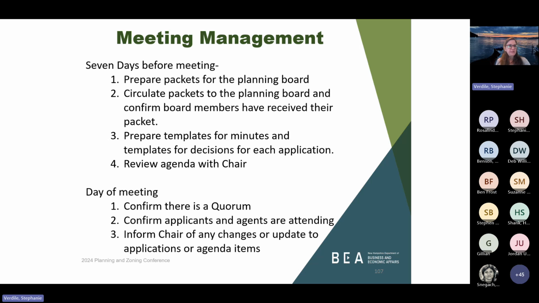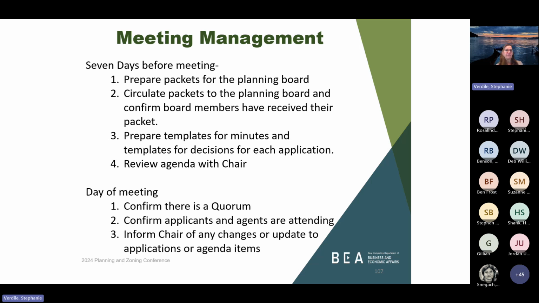It is 7 days before, a week or so before, you could start preparing the packets or finalizing the packets for the planning board, circulating them to the planning board at least a week in advance. It's a pretty good rule of thumb, I think. I understand sometimes you get busy and packets go out a day or two late. Just keep in touch with the planning board.